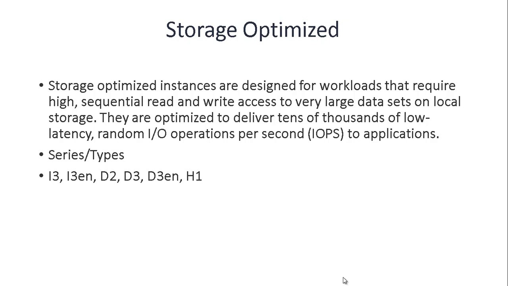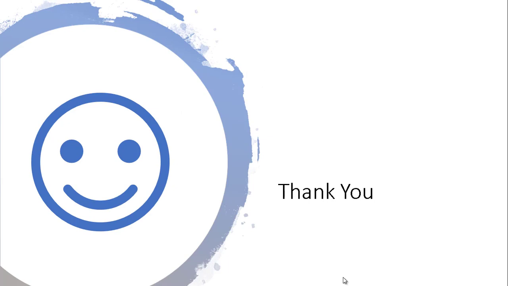It is used where we need high performance storage like SSD or NVMe, where we can get high performance storage read and write. So in that scenario we use storage optimized instances. The instance series of this type are I3, I3en, D2, D3, D3en and H1. This is all about the instance families and types.